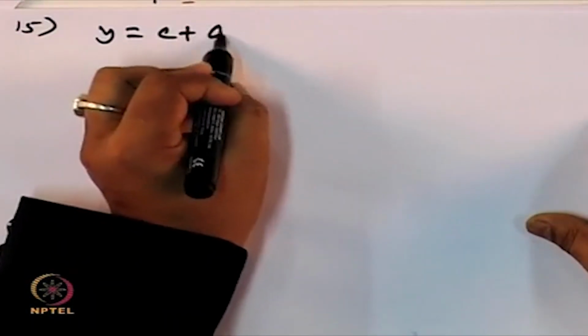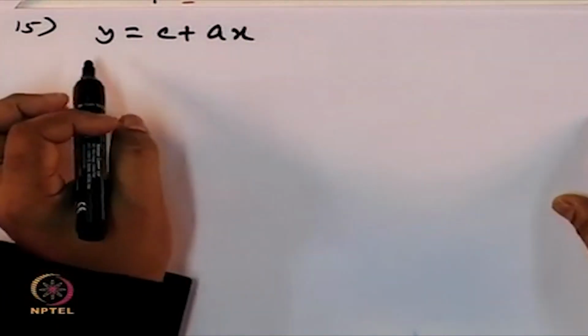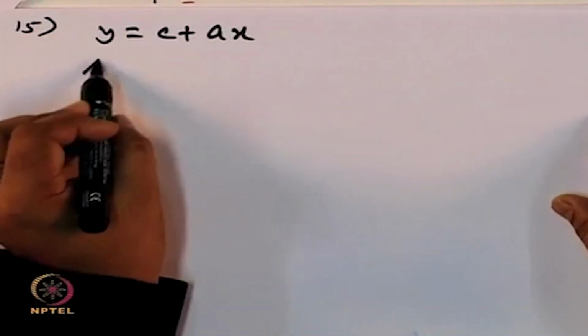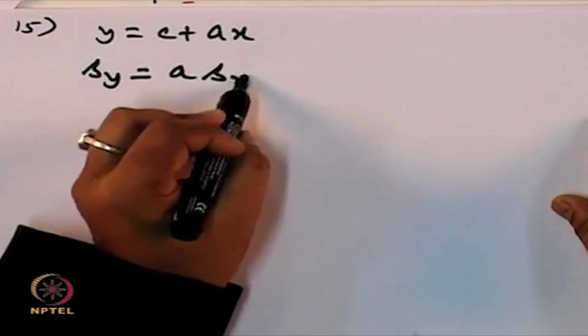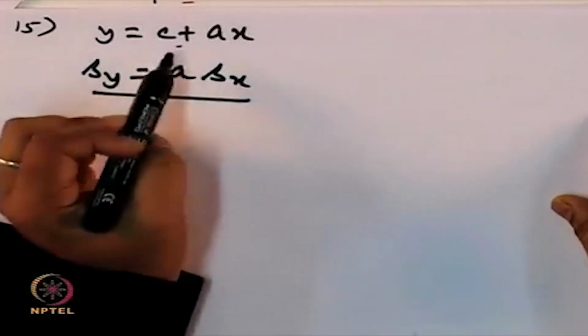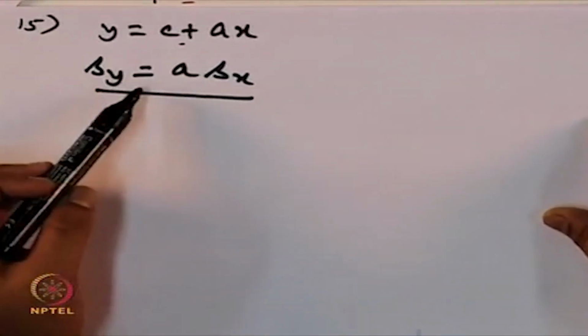In the most general case, when y is equal to c plus ax, by combining the previous concepts we can arrive at the equation sy is simply equal to a sx, because the c does not come into play while computing the standard deviation.